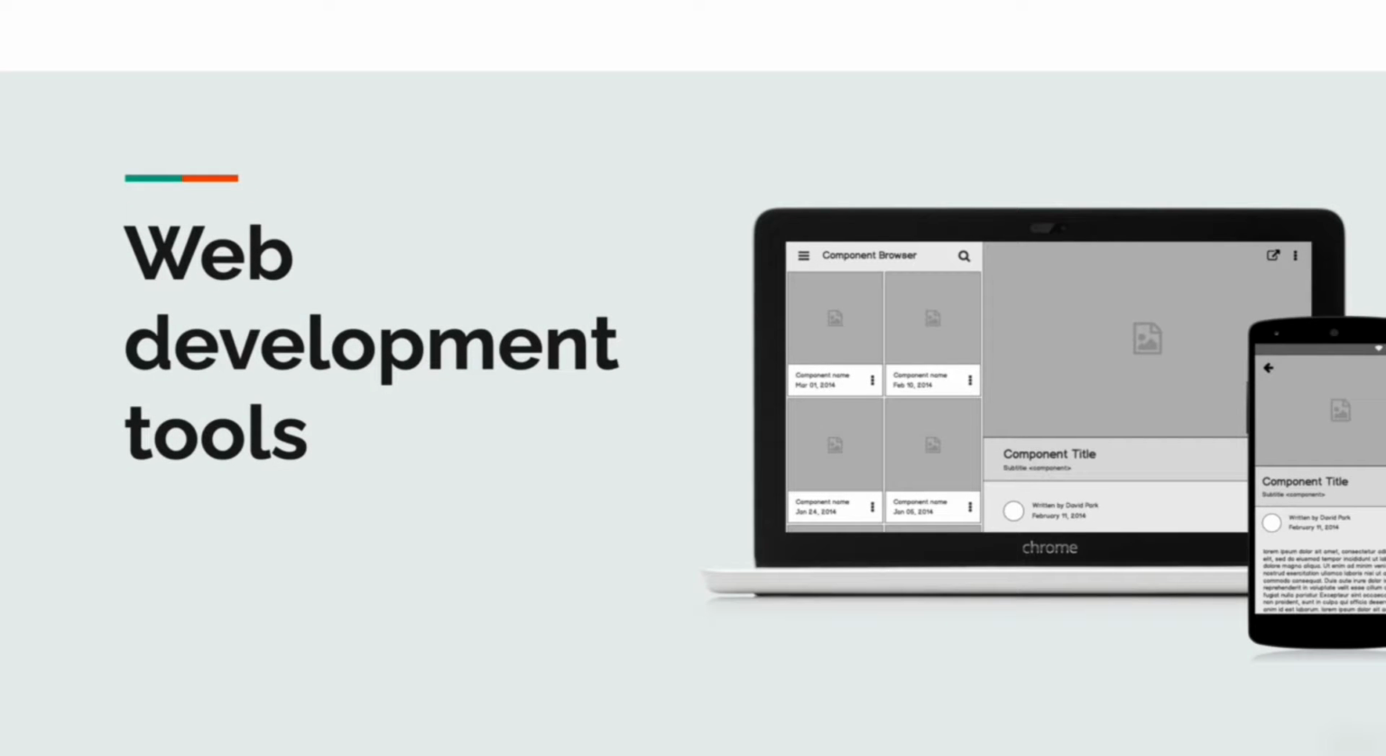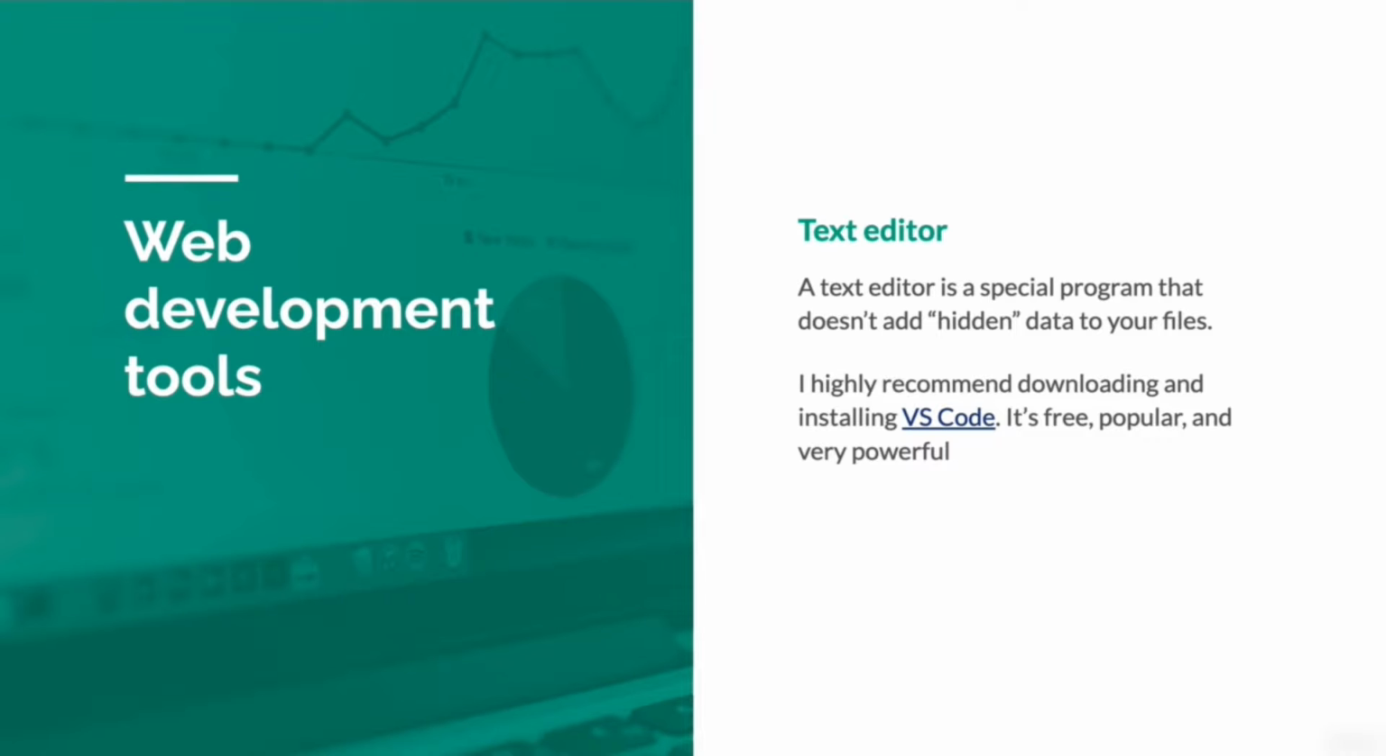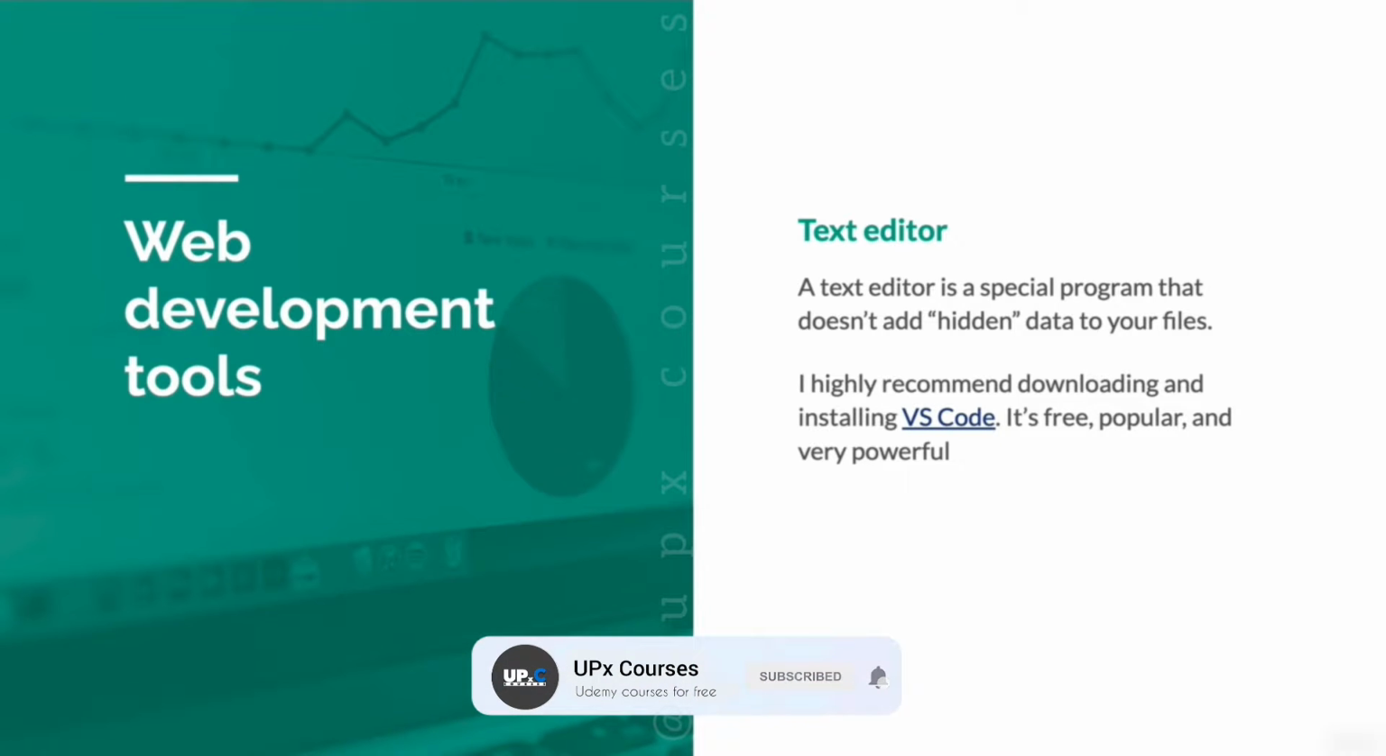Web development tools. First up, we need a text editor. A text editor is really just a special program that doesn't add hidden data to your files. So if you ever used Microsoft Word and you can put tables and stuff in there and you can embed images and stuff, we don't want any of that. That has extra hidden data behind the scenes. We don't want that. Now, I highly recommend downloading and installing VS Code. It's free, it's popular, it's very powerful. And again, it's free. And you can use it on Mac, Windows, Linux, pretty much every operating system out there.